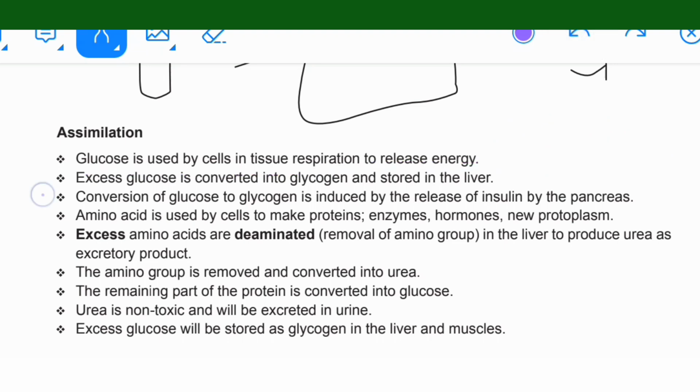So excess glucose is converted into glycogen and stored in the liver. So the excess glucose that is not used by the body will be converted into glycogen, and that glycogen will be stored in the liver. Conversion of glucose to glycogen is induced by the release of insulin by the pancreas. So to aid that process, to hasten that process, the pancreas will release insulin. That insulin will now help it to convert glucose to glycogen.